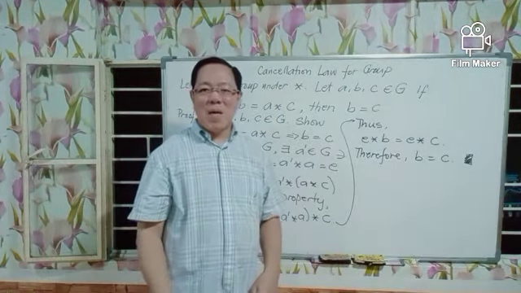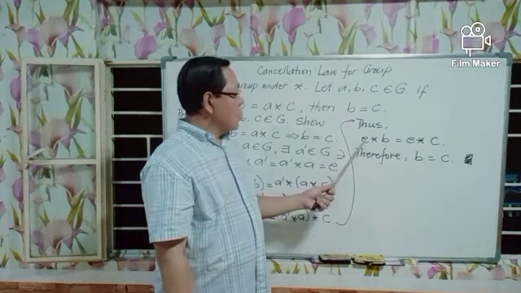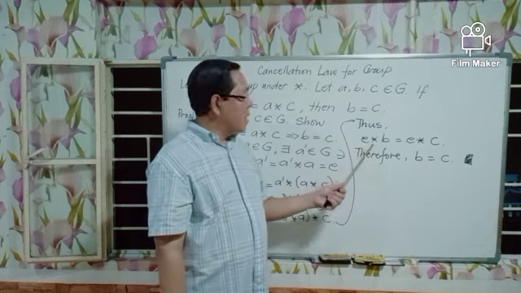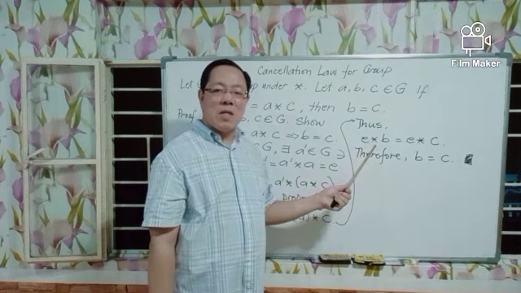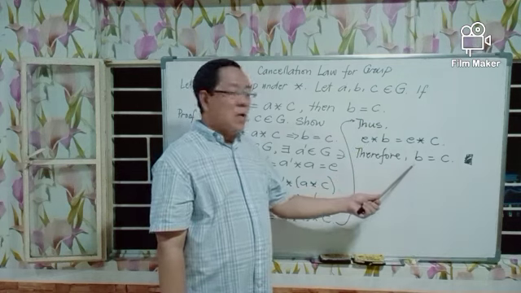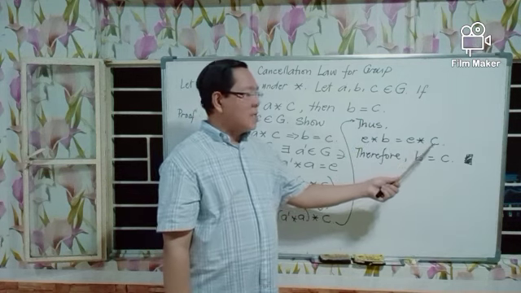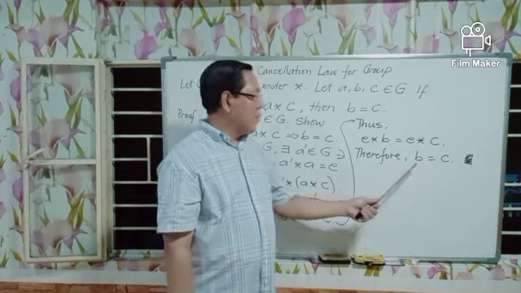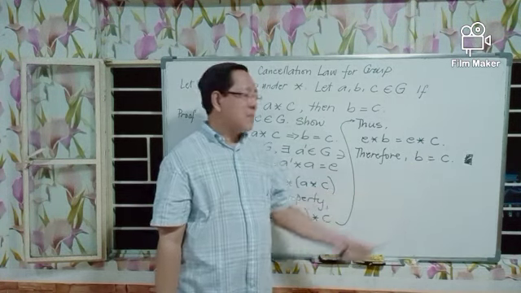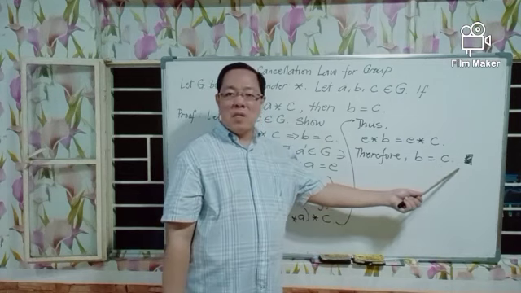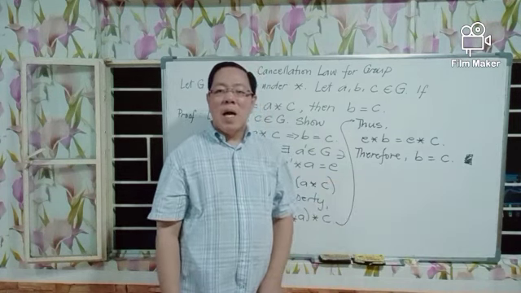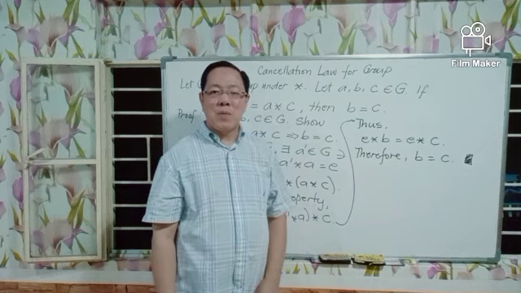And by property of the identity element of G, if you combine the identity element E with any other element of G by the binary operation star, the result is the element. Hence, E star B is equal to B, and E star C is equal to C. Therefore, we have shown B equals C. And the end of proof is indicated by this small shaded rectangle. And that's the cancellation law for group.